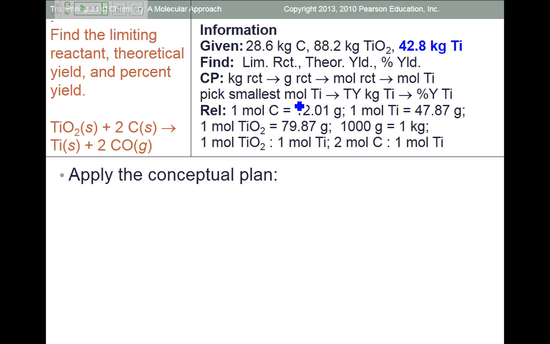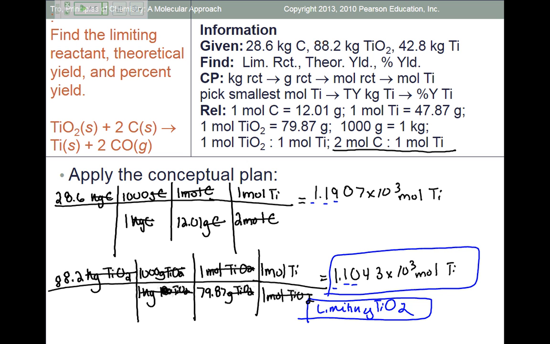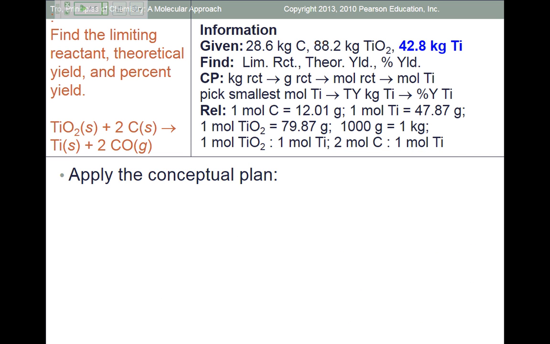But what would be wrong is for me to take my 42.8 kilograms of titanium and divide it by my moles of titanium, because they're not in the same unit. So they have to be in the same unit, whether it's grams, kilograms, moles, milliliters, they all have to be in the same unit. So something has to be converted. I'm just going to convert the theoretical yield. But again, you can try it the other way and see what you get.